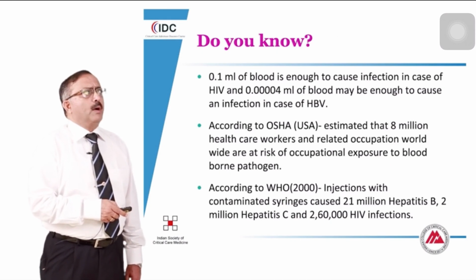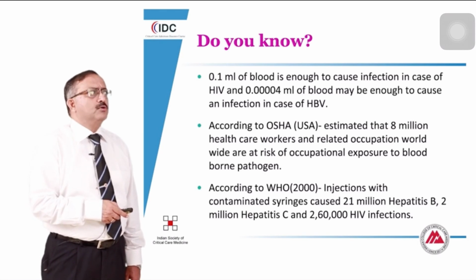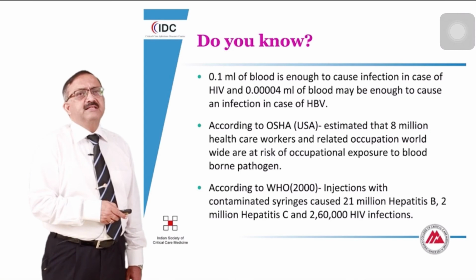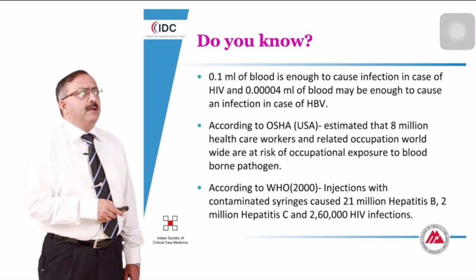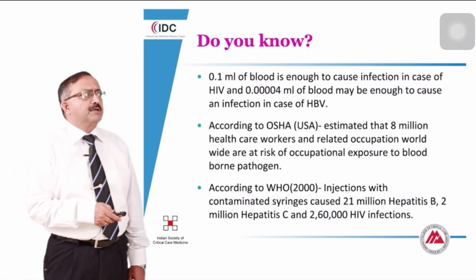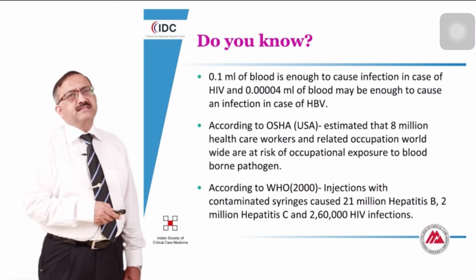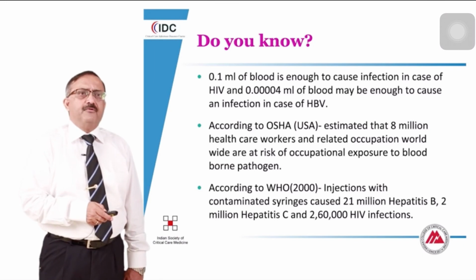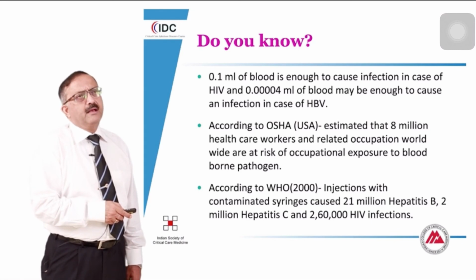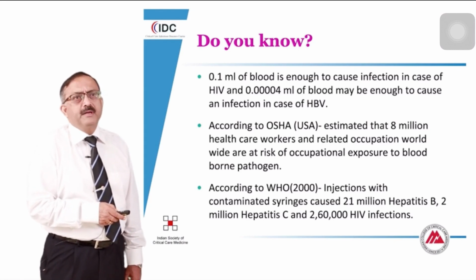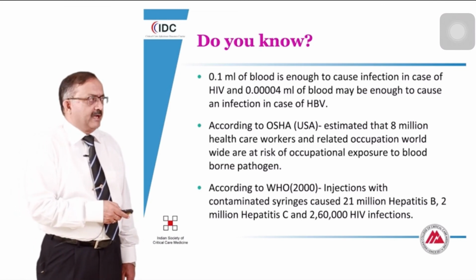Did you know that 0.1 ml of blood is enough to cause infection in case of HIV, whereas it is 0.00004 ml of blood that is enough to cause hepatitis B infection. 88 million healthcare workers and related occupations worldwide are at risk of occupational exposure to bloodborne pathogens. So with this kind of statistics, you have to be extremely careful that none of the healthcare workers and personnel working at your setup should get any such infection, and this can only be ensured if we take very diligent measures to see that protective measures are taken.